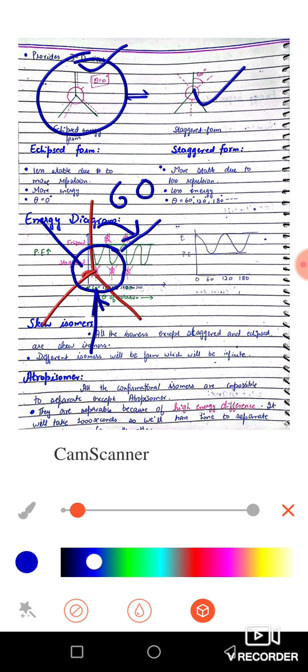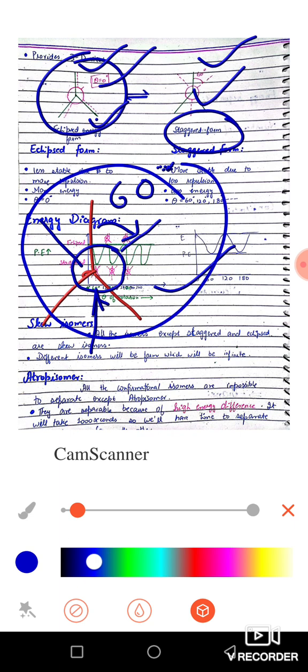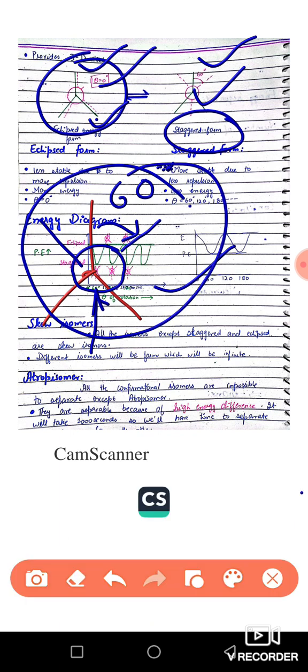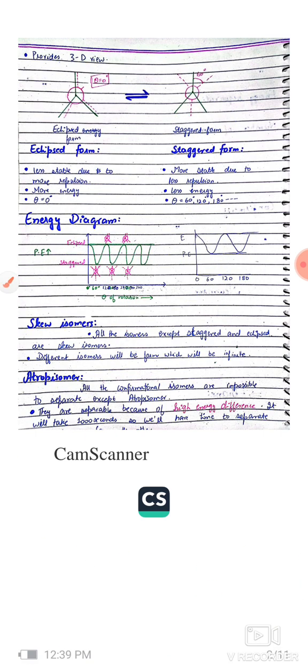So due to this 60 degree angle, another type of form is present, and this form is called the staggered form. The first form is called the eclipse form. So this is the eclipse form, and this is the staggered form which I have drawn for you, and it has a 60 degree angle in it. Now we discuss some differences between the eclipse form and the staggered form.